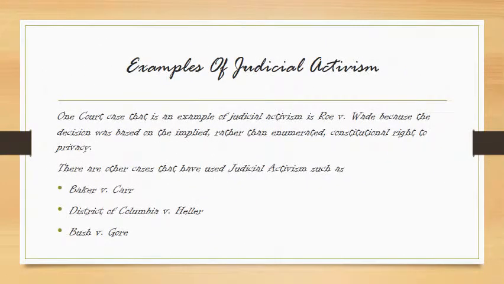Examples of judicial activism. One court case that is an example of judicial activism is Roe v. Wade, because the decision was based on an implied rather than enumerated constitutional right to privacy. There are other cases that have judicial activism, such as Baker v. Carr, District of Columbia v. Heller, and Bush v. Gore.